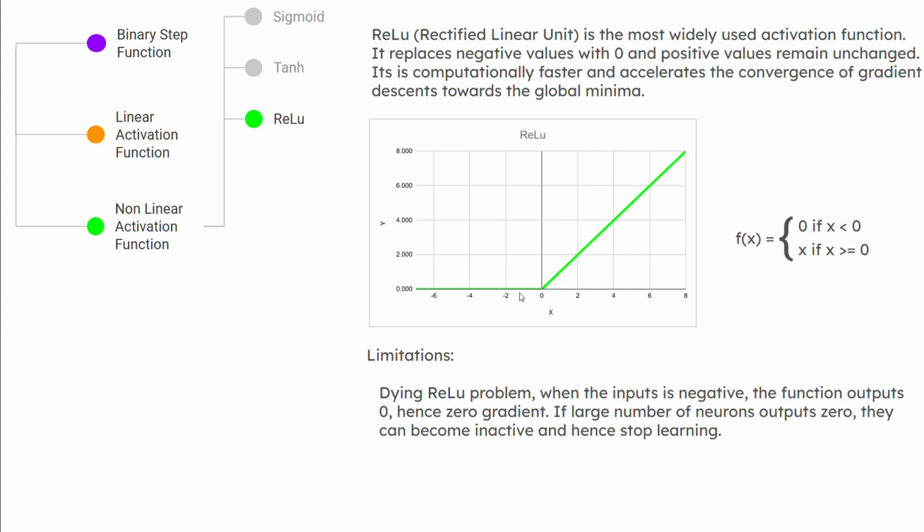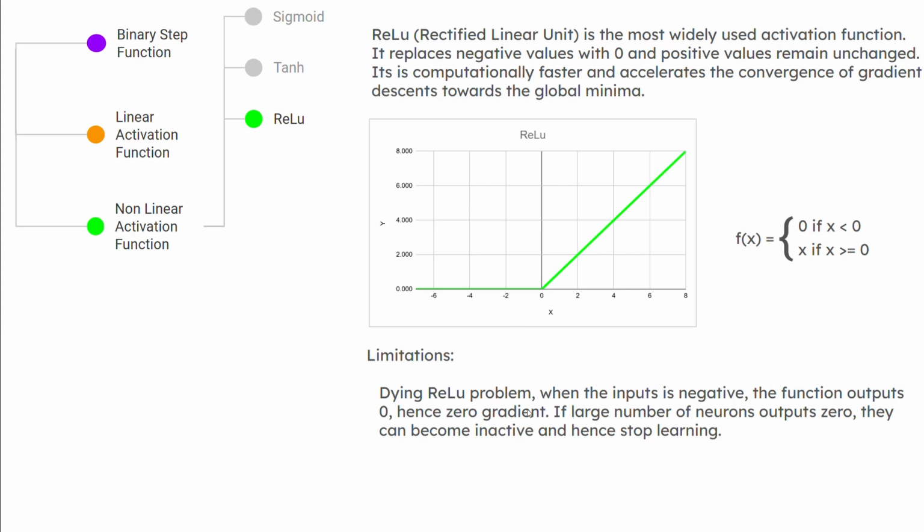So if a large number of neurons output 0, the derivative will be 0. So it will not be able to change its value during the backward propagation. And if it doesn't change the value of the nodes during backward propagation, it is as good as not training, or it stops training. So there will be a problem.